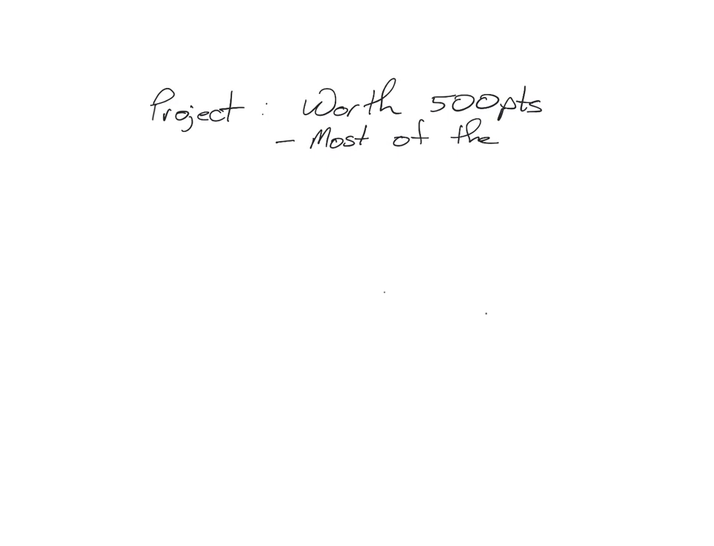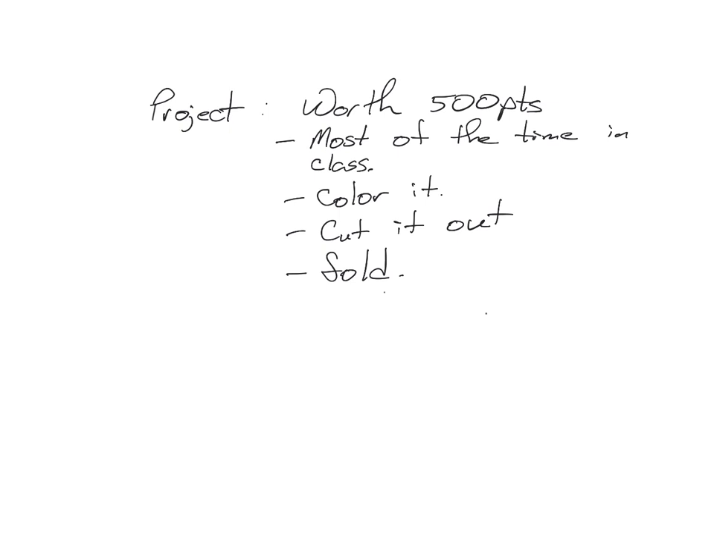So the first part is your project, and your project was worth 500 points. It was building a membrane. You had most of the time in class. And all you had to do was color it according to the directions and cut it out and fold it. And then answer some questions.